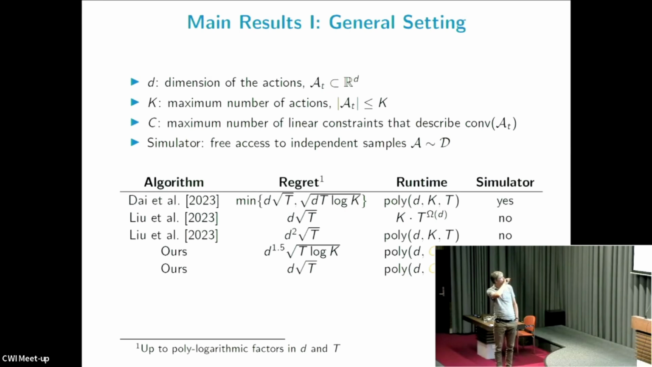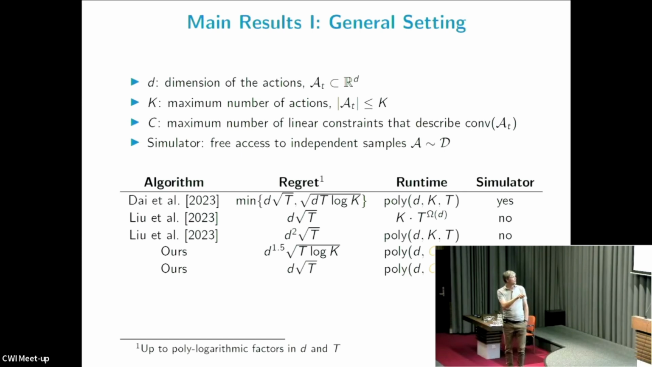Anyway, the point is, if we have a simulator, then we can get, say, D square root of T or square root of D T log K. If we don't have a simulator, we can also get D square root of T, but with a very large runtime, exponentially large in some of the problem-dependent parameters. And if we want to go faster, we get D squared square root of T in the literature. So what are our contributions?